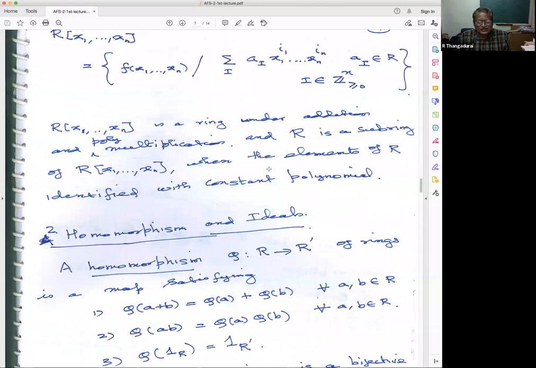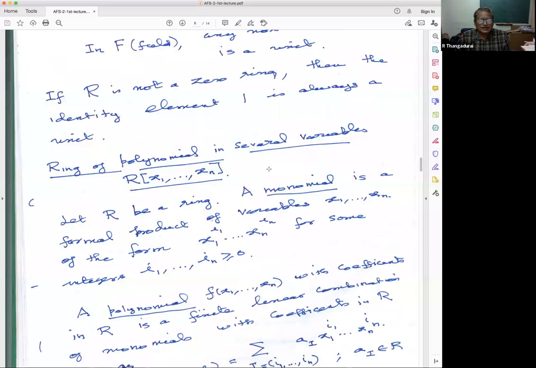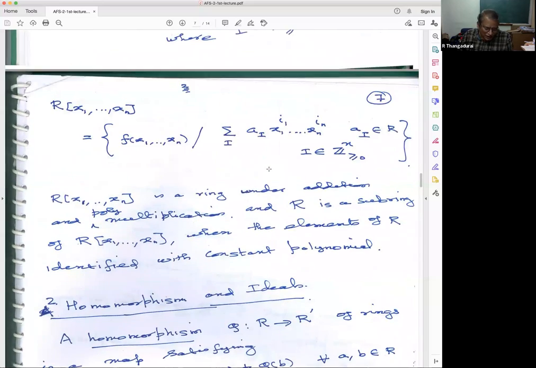So these are some examples of rings. In this course of lectures, we are mostly going to deal with commutative rings, unless otherwise specified. We are interested in polynomial rings; that is the reason we are going to look at only commutative rings.